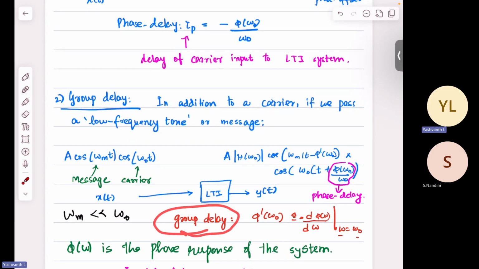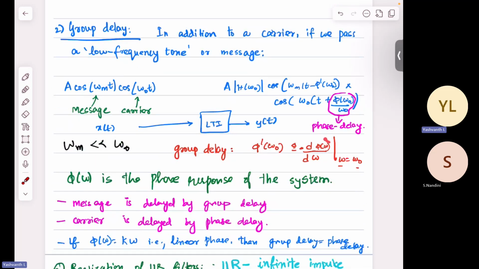So whereas if you look at the phase delay, you don't have the derivative. It's just the instantaneous ratio. But here it's a differential. It's a derivative of the phase response, where phi of omega is the phase response of the system. So the message signal is delayed by the group delay, and the carrier signal is delayed by the phase delay.